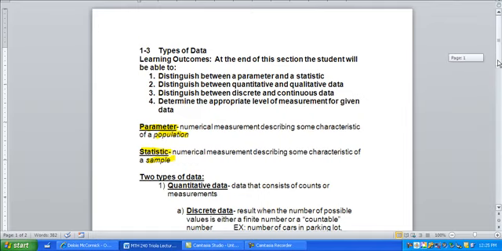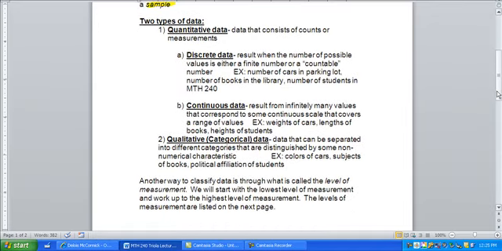Okay. Now, we have two basic types of data. We have quantitative and qualitative. Quantitative data is data that consists of counts or measurements. Under the category of quantitative data, we can talk about what's discrete and what is continuous. Discrete data results from a number of possible values that's either a finite number or a countable number.